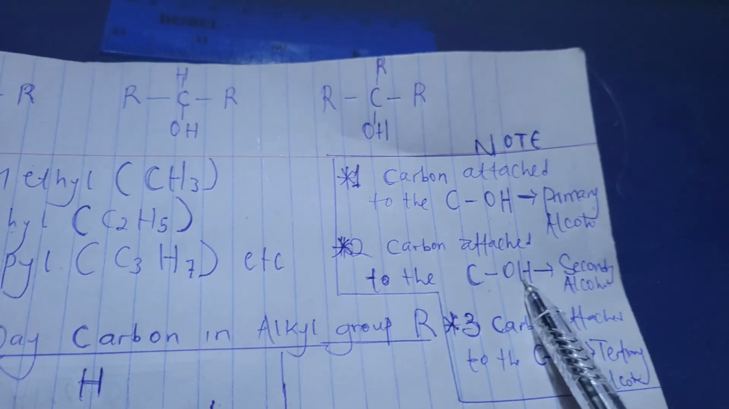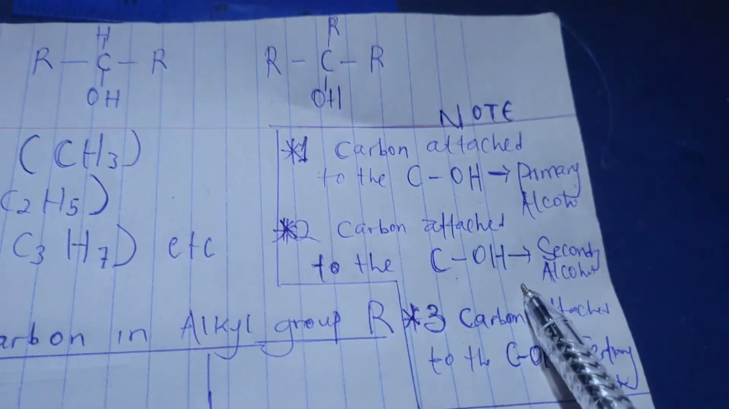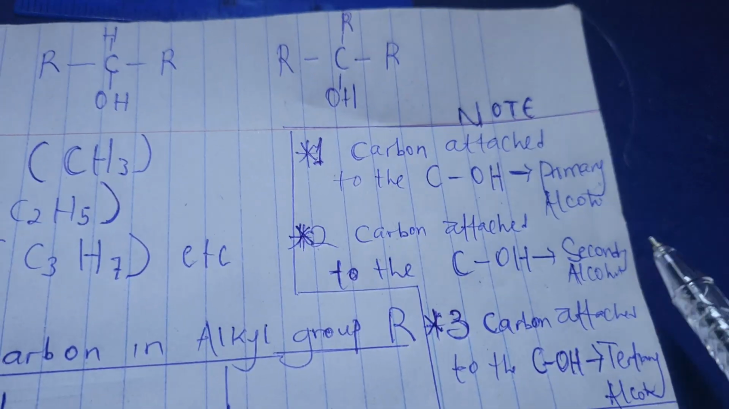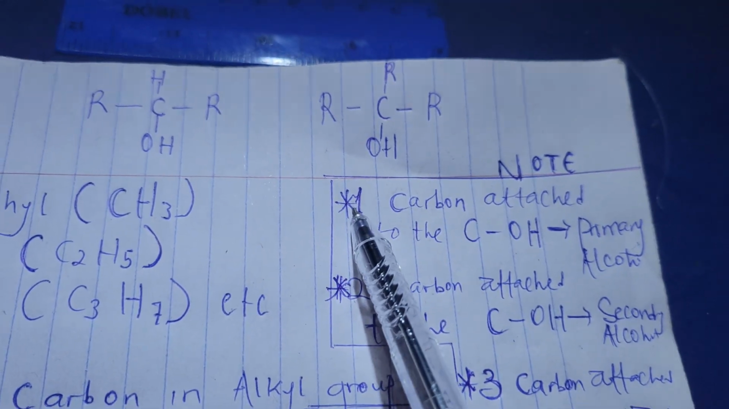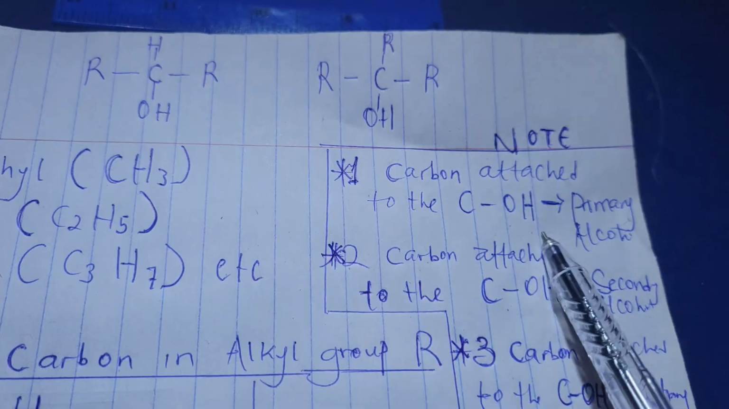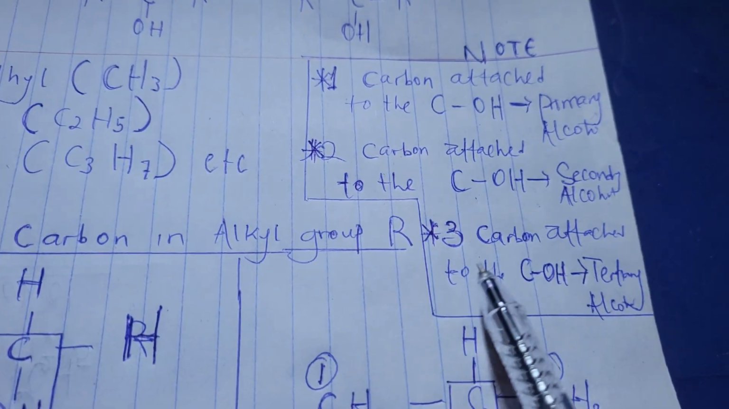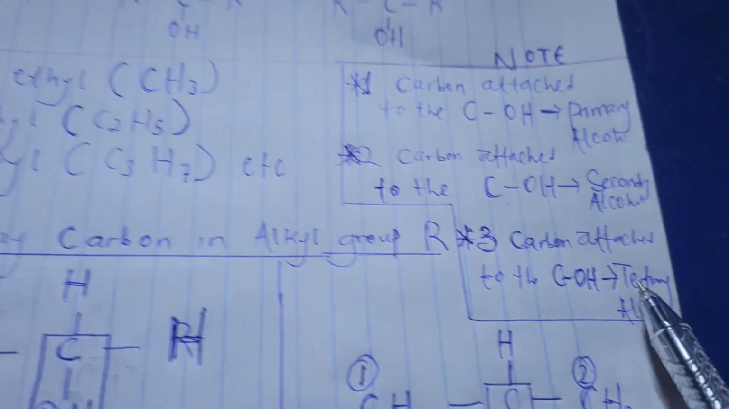You can see, if it has two carbons attached to the carbon that has the OH, it is secondary. If it has one carbon attached to the carbon that has the OH, it is primary. If it has three carbons attached to the carbon that has the OH, it is tertiary. Now let's take an example.